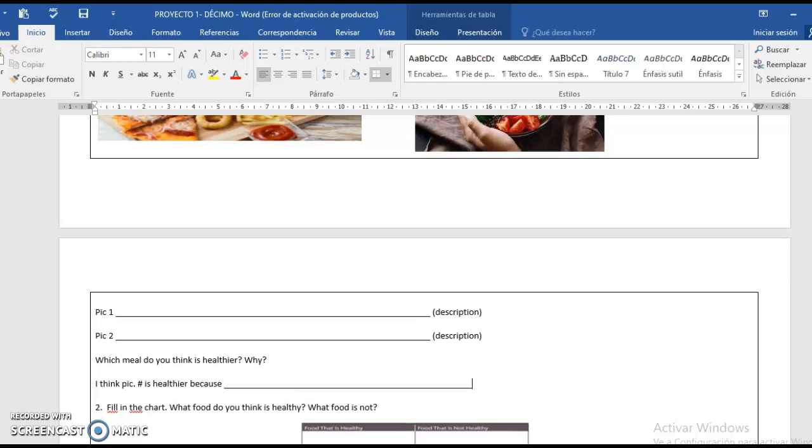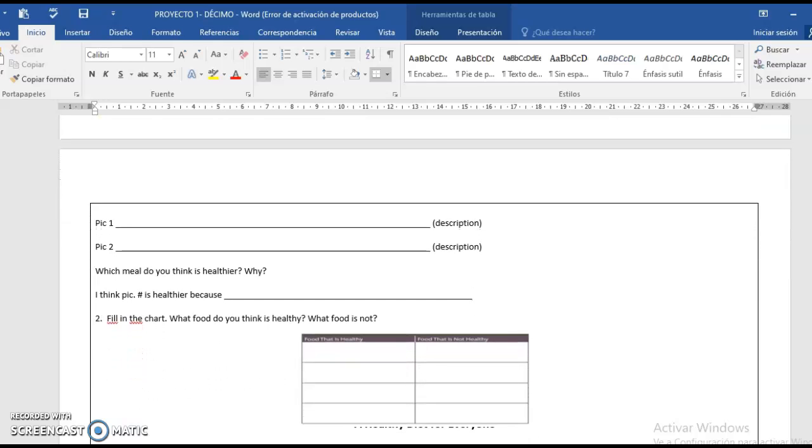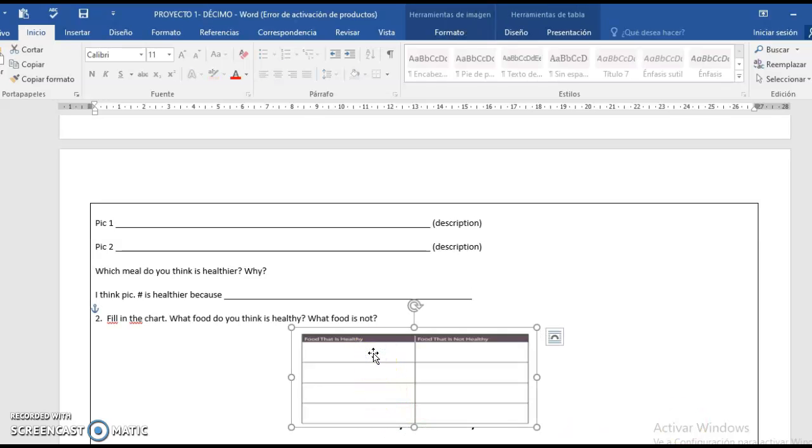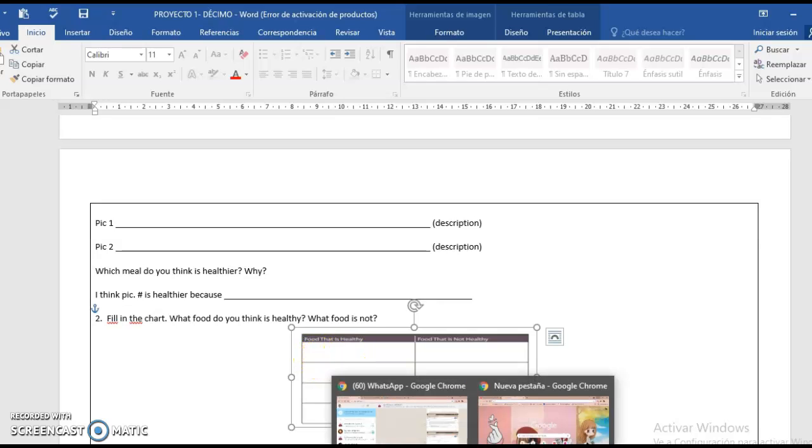Number 2, fill in the chart. What food do you think is healthy and what food is not? So, according to your own experience, y aquí sí va a poner acorde su propia experiencia, which is healthier and which one is not healthy. For example, watermelon, sandia. Watermelon for me is healthy. So I write here watermelon.